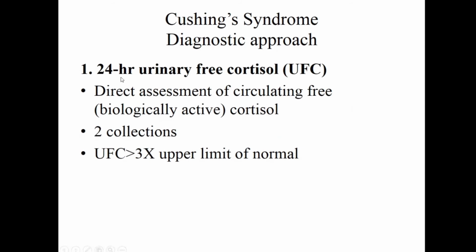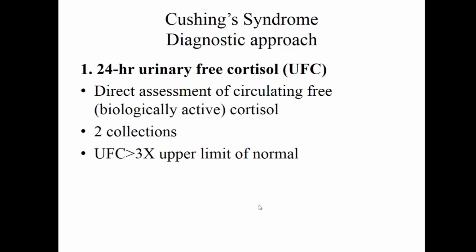So one is the 24-hour urinary free cortisol. It is a direct assessment of circulating free cortisol. Cortisol in the body is of two types: one is free and one is bound. It is bound with the cortisol binding globulin, and that cortisol binding globulin will not be secreted into the urine. So what you estimate is the free cortisol.